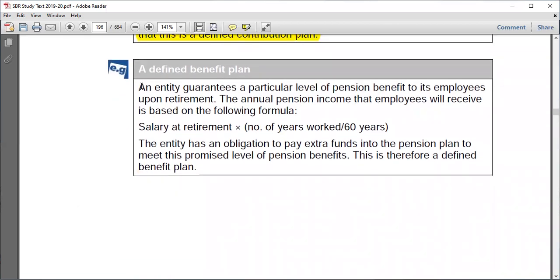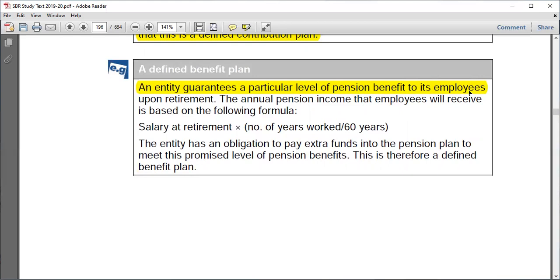And the example goes, an entity guarantees a particular level of pension benefits to the employees. Guaranteeing means that in case employees had to receive 10 million, but there is only 8 million to give out, you have to give out that additional 2 million. And in case you have given out 10 million, but employees need only 6 million, then we say, fine, just give them the 6 million, and that 4 million will be retained.